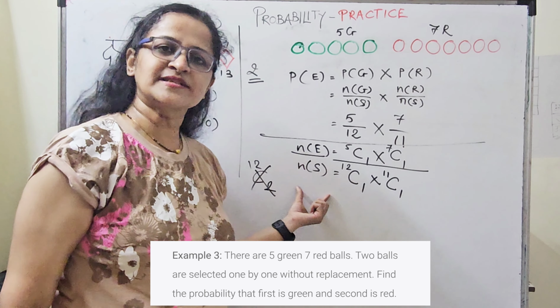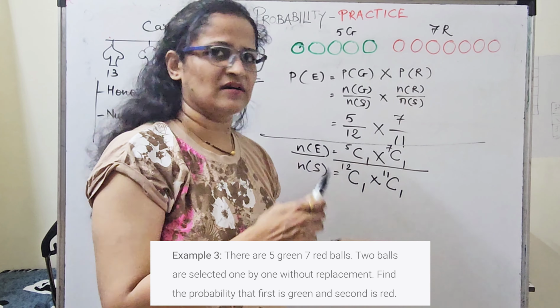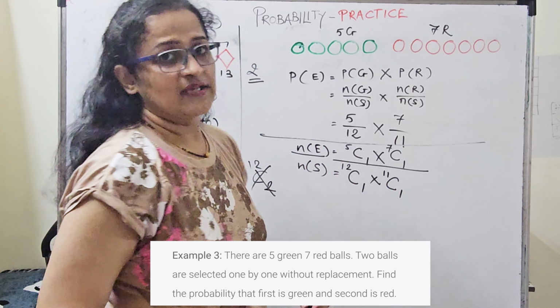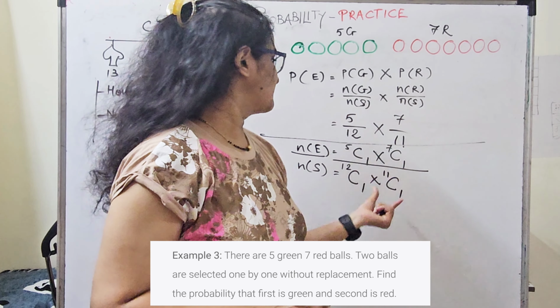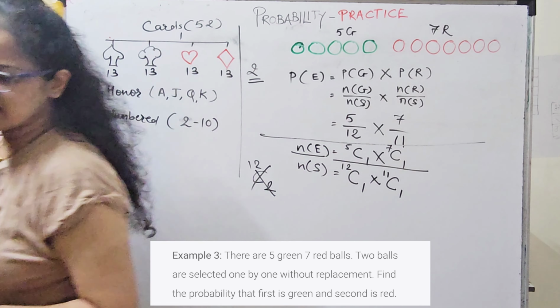N of E upon N of S is your probability. Solve this. This is kind of easy. When it is 1 there on the lower side, it is straight away 5 into 7 divided by 12 into 11. You can do the calculation part. It's the same thing, correct? What you get here. So I hope this is helpful. Let's go to the next question.